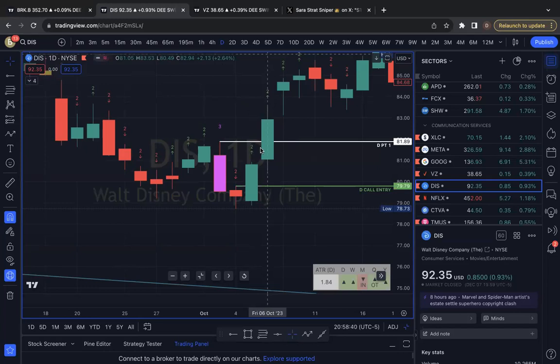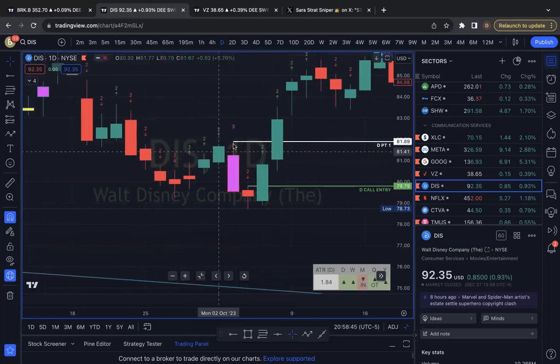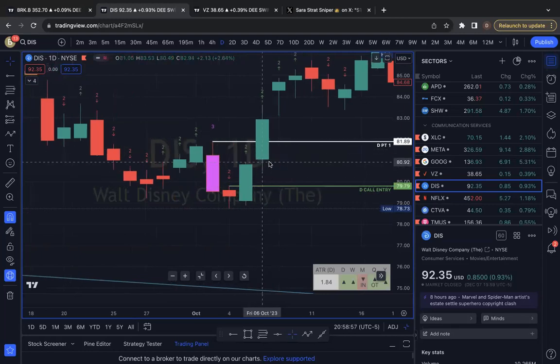I think he's talking about the hammer-ish candle after the 3. That's the first 2. I think that's what he's talking about. And then the second 2 is obviously when it breaks to the upside. Right. Okay. Yeah. So you will be entering this one after it breaks the first 2. That's when you want to get in. Right there.